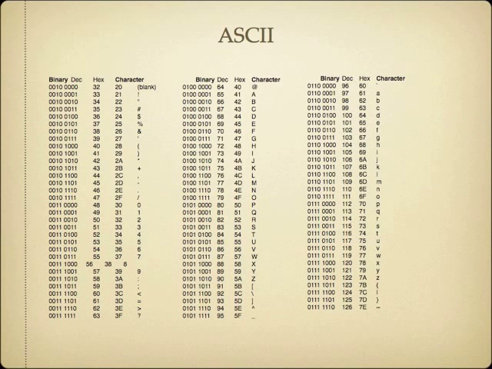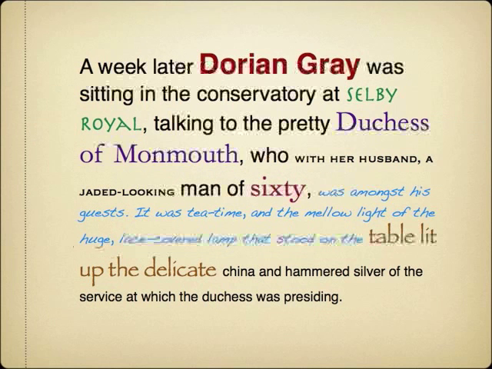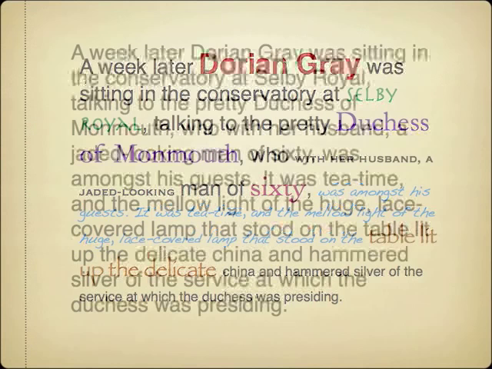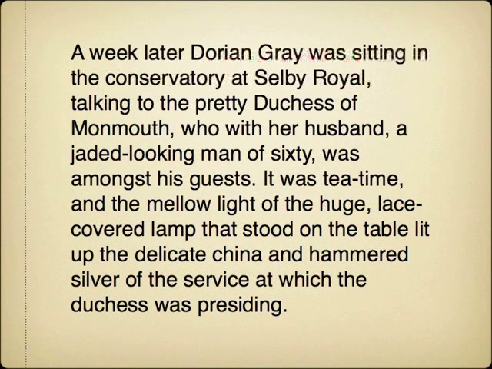To make a web page, you must use a text editor capable of saving files as raw ASCII. This isn't easily done with sophisticated word processors like Microsoft Word. But most operating systems provide a simple text editor. On Windows machines, Notepad works well. ASCII just codes characters. It says nothing about the font, the colour of the characters or their size. For that we need a markup language. In this case, Hypertext Markup Language, or HTML.